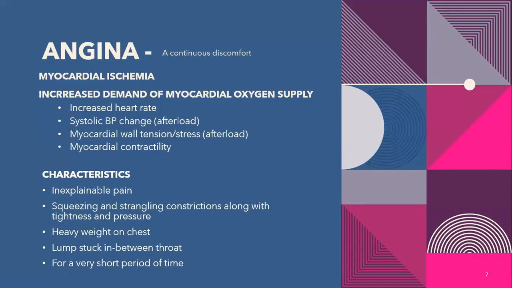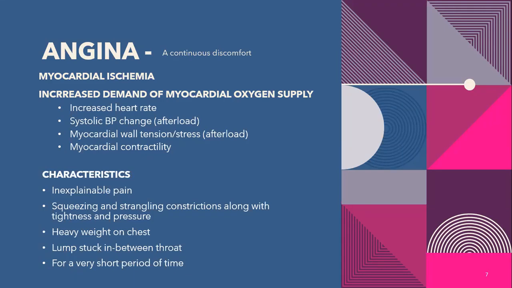Now coming towards our main topic, that is angina. Angina is actually a continuous discomfort, but it depends on the situation, as it prevails for a very short period of time. Its maximum time limit is from 2 to 3 minutes, and it does not prevail longer than 20 minutes in many patients. Now, angina is actually myocardial ischemia. That means that it leads to an increased demand of the myocardial oxygen supply.